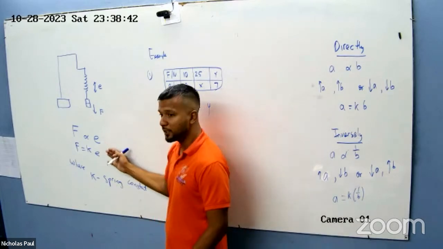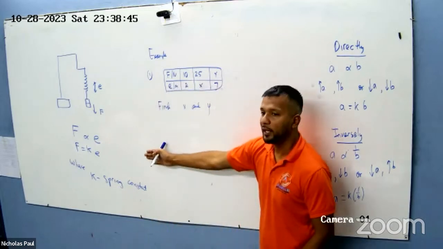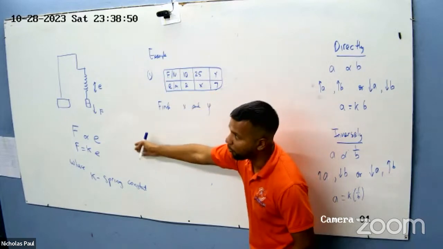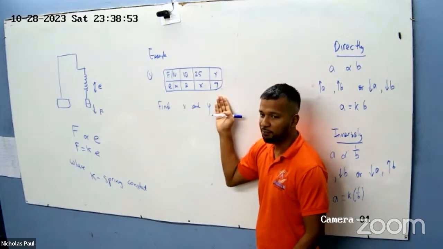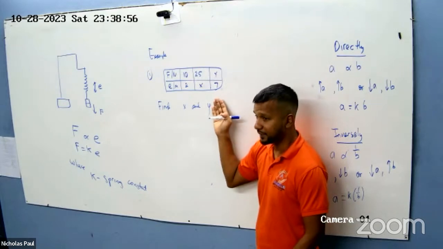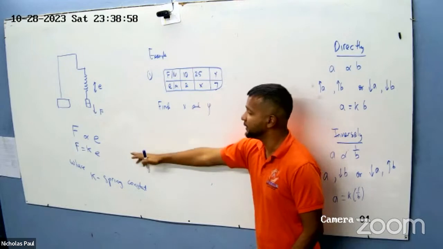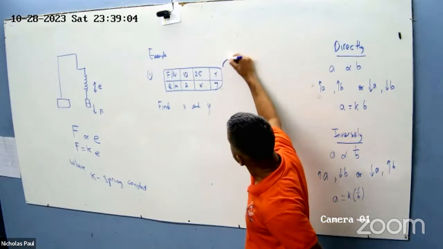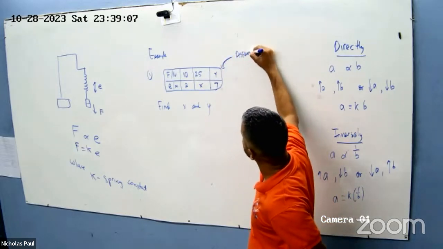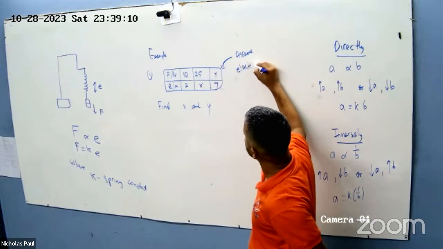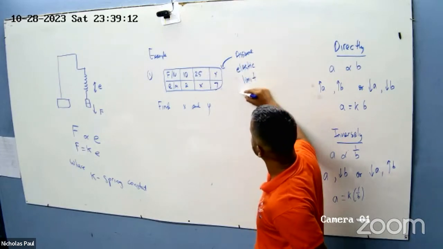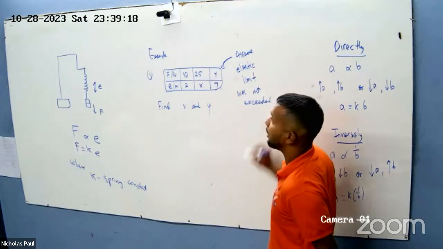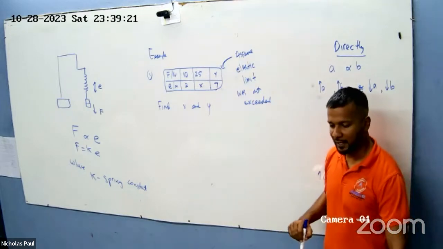So we come to this formula. Of course, we can only use this formula if what happened here? Anybody remember? We can only use this formula if the elastic limit was not exceeded. You can't use this formula if the elastic limit was exceeded. So we're going to assume in the experiment that the elastic limit was not exceeded.